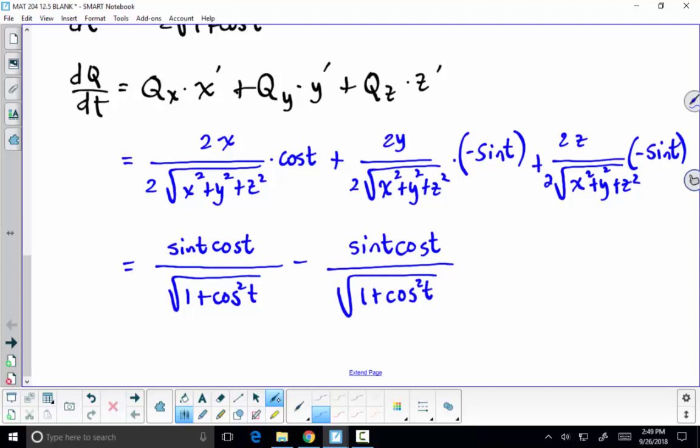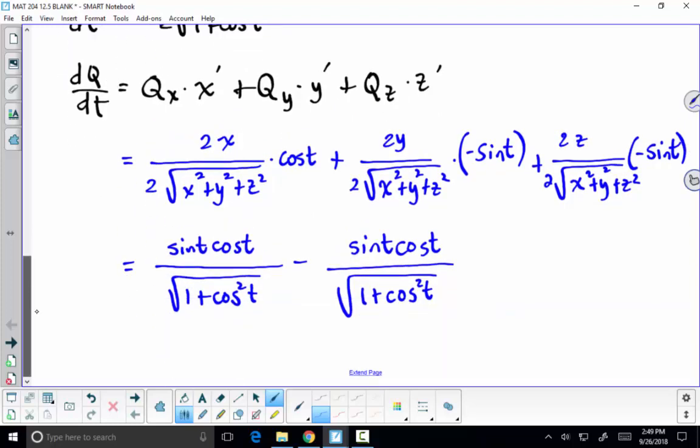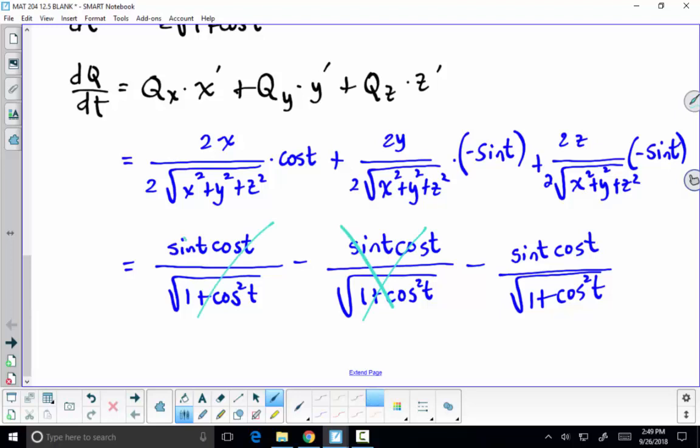Just want to let me think. What's our target? Our target. Oh yeah, good. Oh, we just didn't cancel the 2's up there. Thank you. And then minus, and then we have what we're looking for: sine t cosine t over the square root of 1 plus cosine squared of t. And these two just cancel. So that is our final answer right there. And that, of course, matches what we had up here.